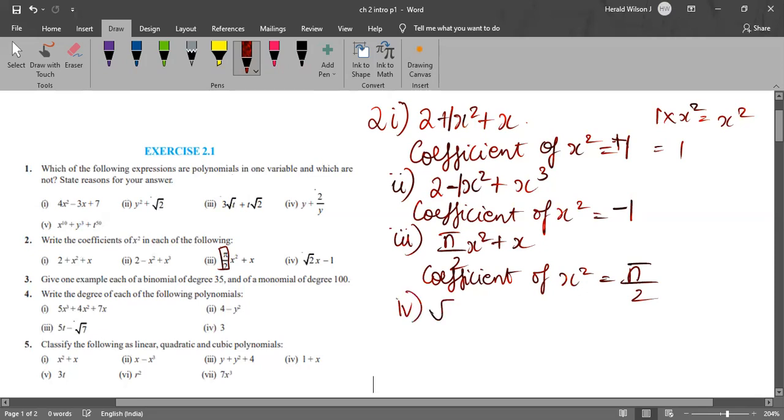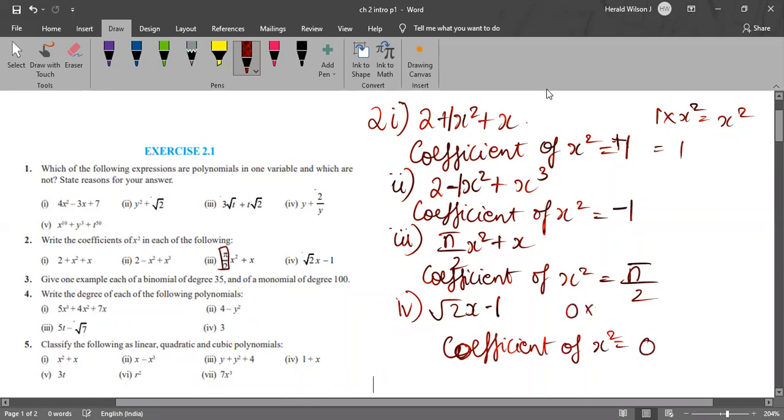Fourth question is root 2 x minus 1. Okay, they're asking for x squared, and are you able to see any x squared term here? No. So since you're not able to see any x squared term, we will say that the coefficient of x squared is equal to 0.